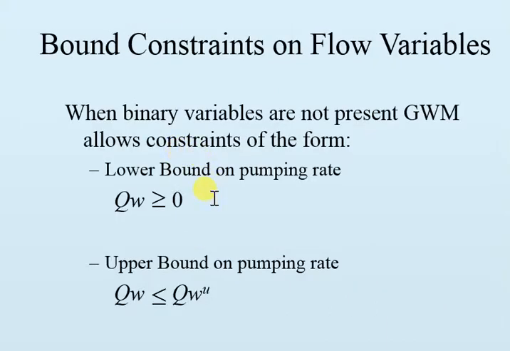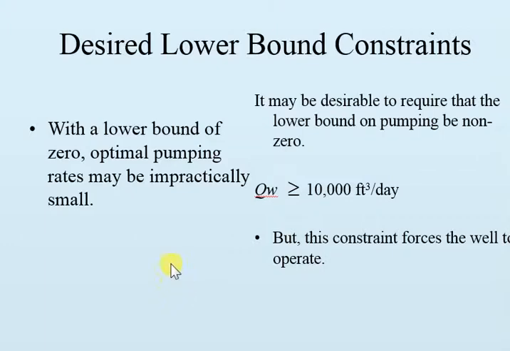Second thing we want to look at is bound constraints on flow variables. So in a problem without binary variables, GWM allows a lower bound of 0 on pumping and some specified upper bound. But this may present some problems. There may be circumstances where the optimal pumping rate may be impractically small, and what you really want to do is impose a lower bound which is non-zero.